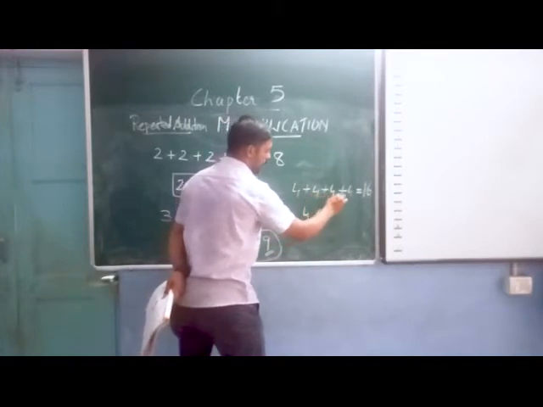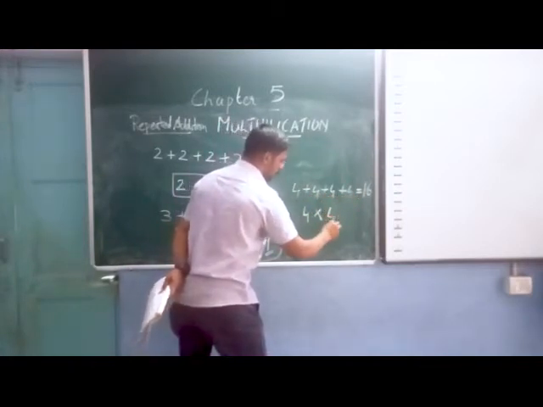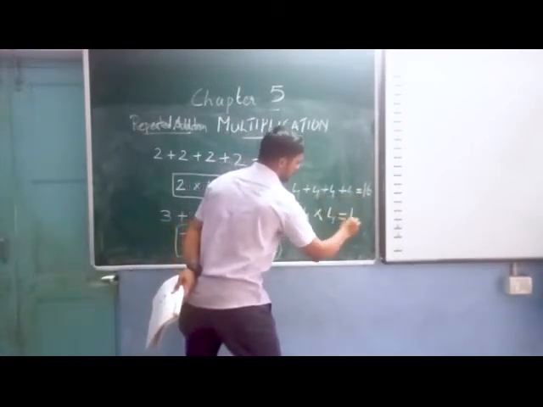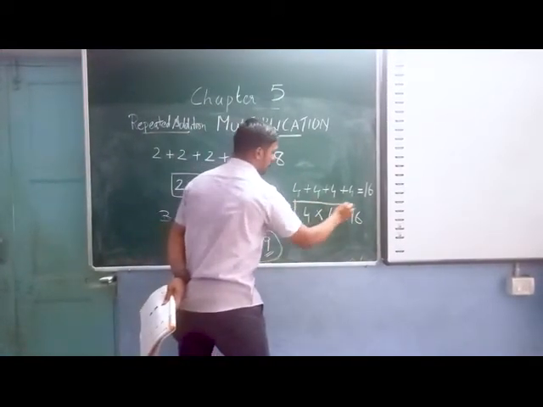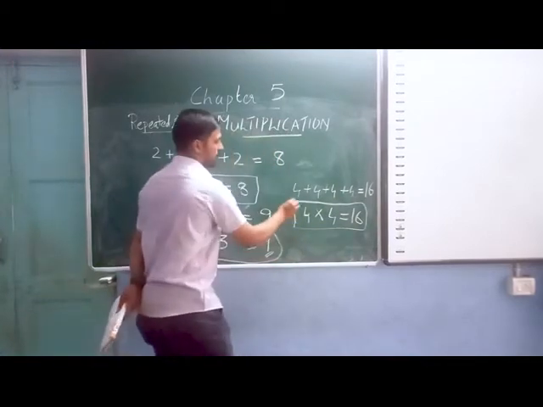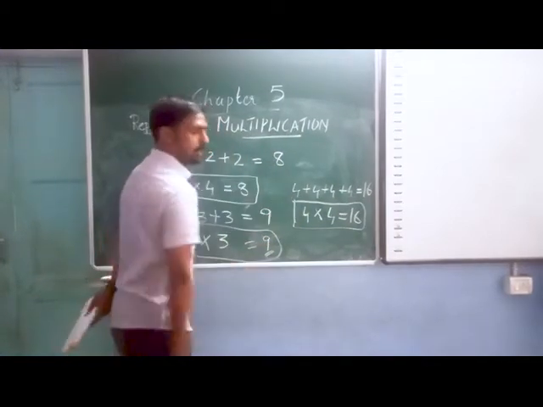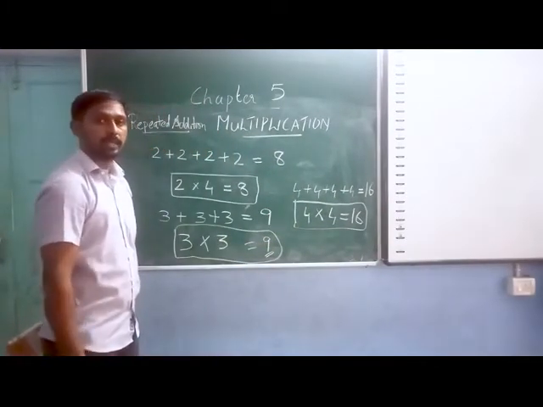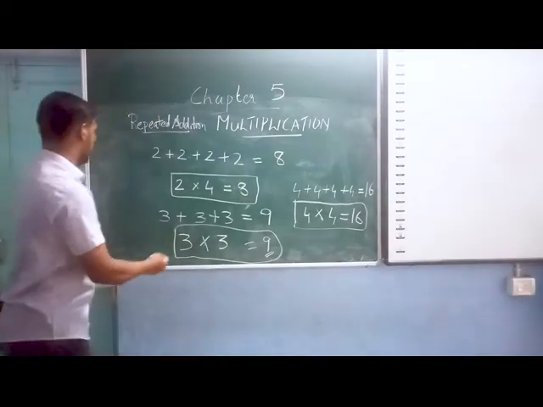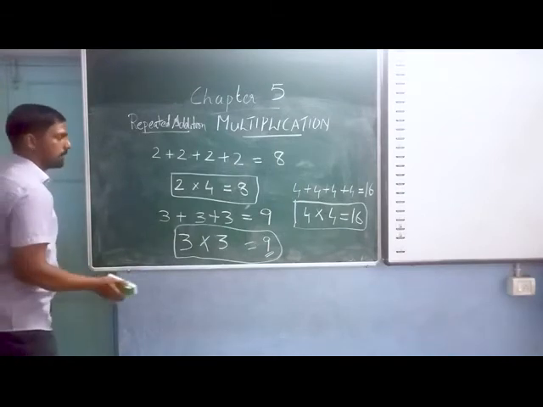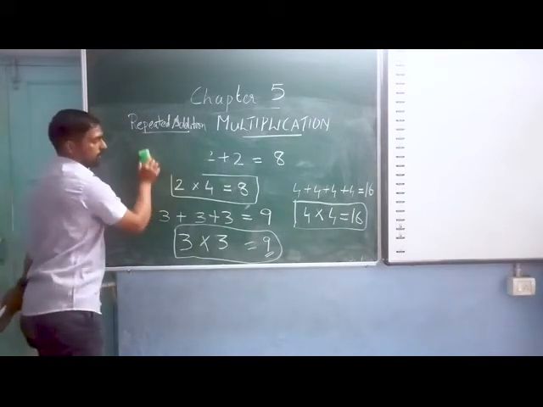1, 2, 3, 4. So 4 times 4 is 16. 4 into 4 is 16. This is how we write the multiplication, and the method we follow is called repeated addition. Okay, I hope you understood. We will follow some examples for this method.